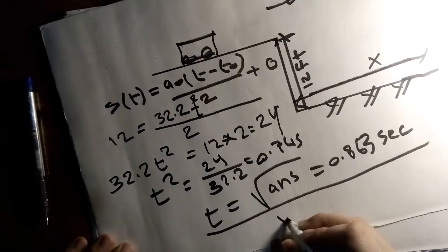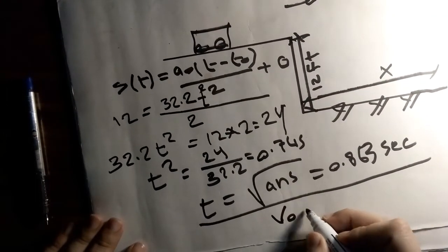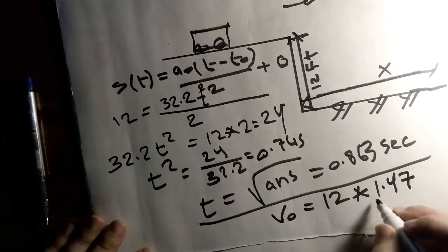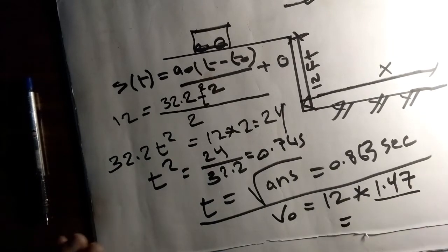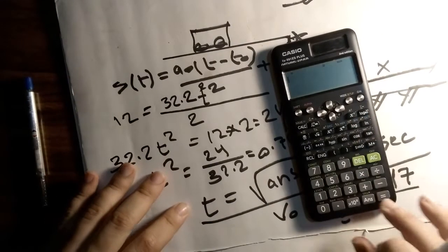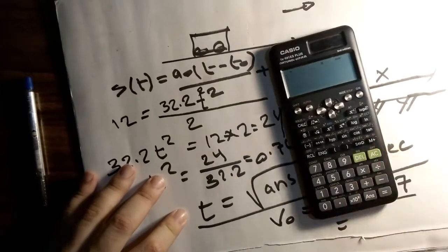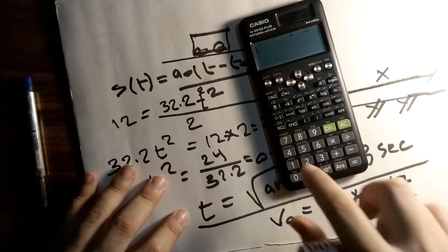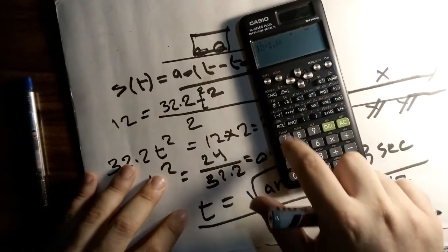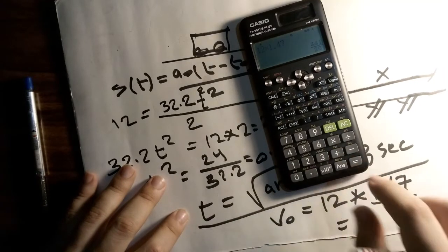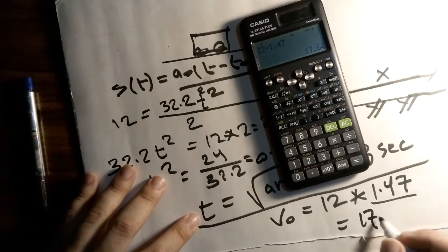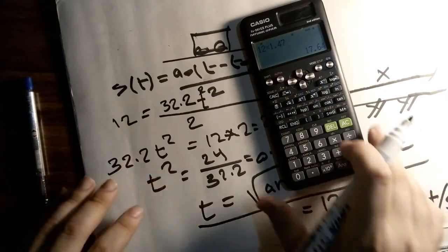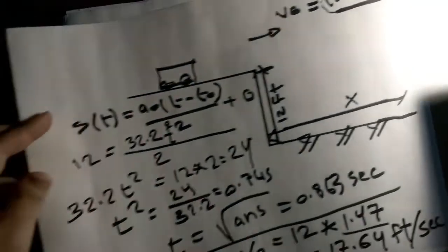So here v initial equals 12 times the 1.47 conversion factor. Also, you can find the unit conversion factors in the FE handbook. So 12 times 1.47 equals 17.64 foot per second.